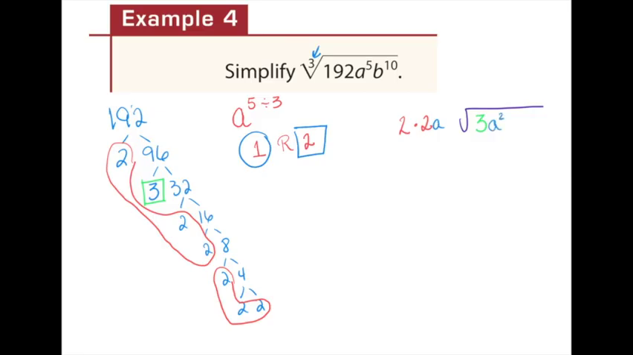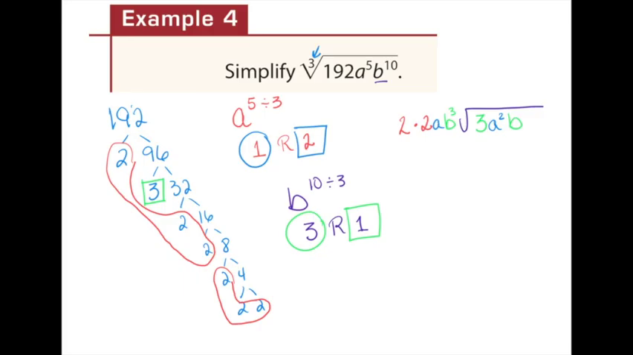And then I'm going to do the same thing with my b. So I have b to the 10th divided by 3. 10 divided by 3 is 3 with the remainder of 1. So that means that 3 of my b's are going to come out. 1 of them will stay in. So I have b cubed on the outside, b to the first power on the inside.